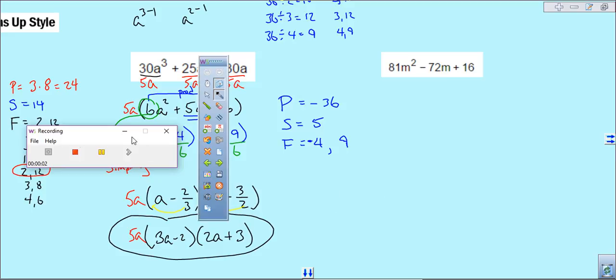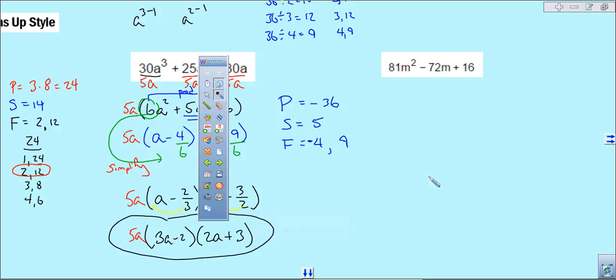Alright, so third one here, we take a look at it, and what we see is that it looks way more complicated. We want to make sure we've got all of our common factors out before we get started, because those numbers are going to be extremely large. Looking at 81 and 72, those are both multiples of 9. So I could take a 9 out of those, but you can't take a 9 out of 16. So that doesn't work.